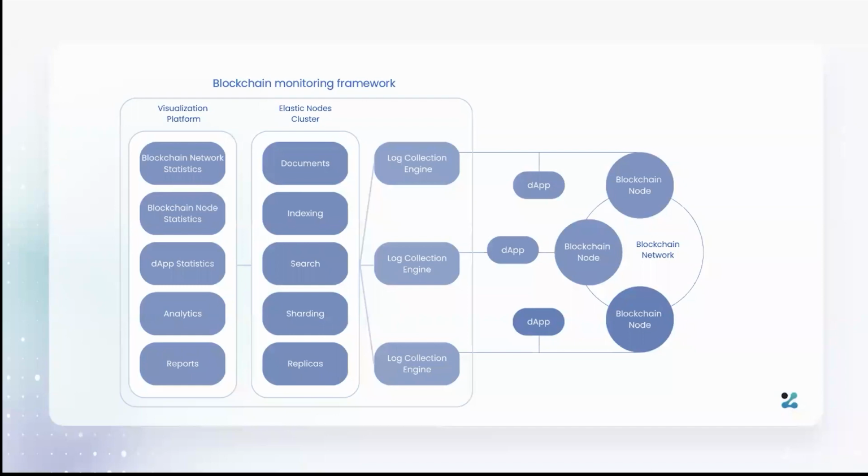So on the right side, you see blockchain networks. Then you've got nodes, you've got apps. Then you've got a lot of log collection engines, and these log collection engines are N-level engines. Now we're not just talking about DApps and blockchain protocol logs. We are also talking about machine logs, network logs, this, that, and all. It's a big list. And then you've got clusters for several other aspects: sharding, searching, indexing, replicas, whatnot.